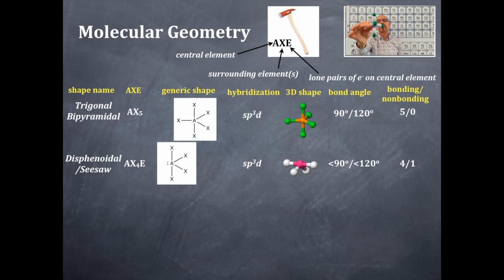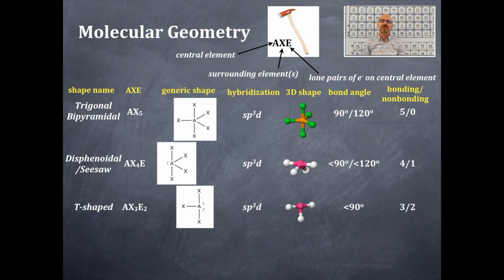Now we're going to rip off a pair of bonding pairs, again in the central region here, because that's where there's as much space as possible. And then what we're going to do is put a lone pair of electrons on that, and that's going to give us our T-shape. Our T-shape is AX3E2. There's the basic Lewis dot structure there. It is also sp3d hybridized, a ball and stick model. It's less than 90 degrees. It's 3 and 2 with bonding and non-bonding respectively. I'll show you that right here.